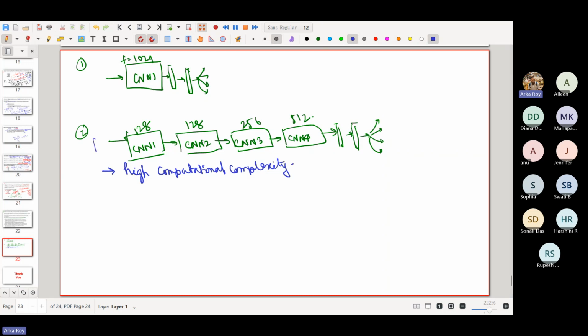That means first it has to pass an image to this one, then it has to wait for the output, then it has to pass to the second layer, then to the third, fourth, and then followed by that to the fully connected layers. However, in this particular case, you just feed the image to the first CNN layer, and followed by that you can proceed to the fully connected layer itself. So no such computational complexity is required, which is there in case of model 2.